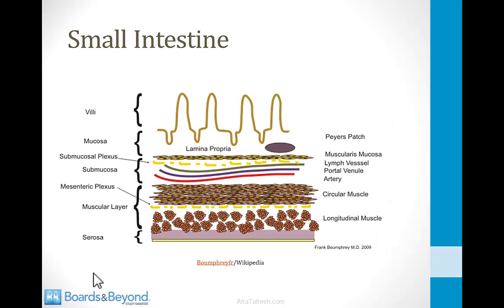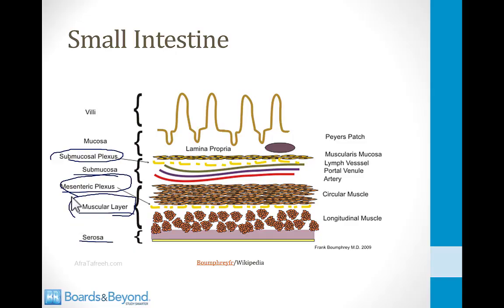Shown on this slide is a drawing of the layers of the small intestine, and many of them are the same layers we saw in the stomach. You can find a submucosa of the small intestine. You can also find a muscular layer and a serosa. There's a submucosal nerve plexus. There's also a mesenteric plexus between the layers of the muscular layer.